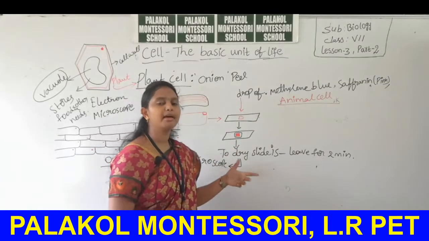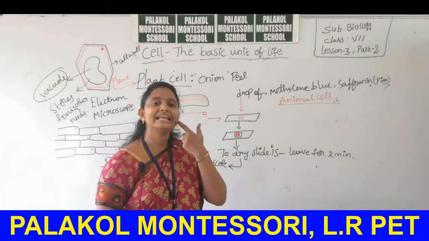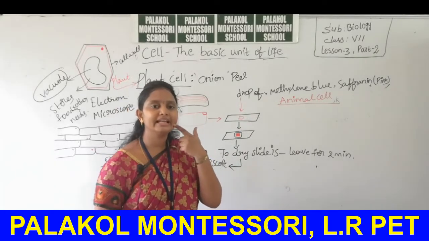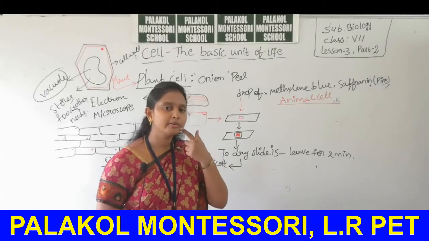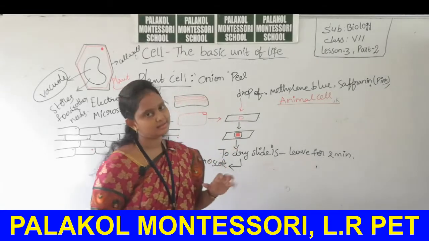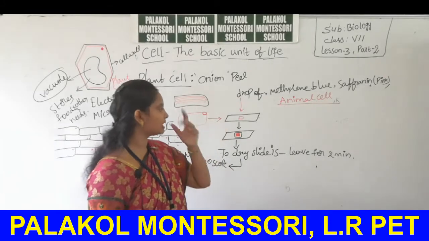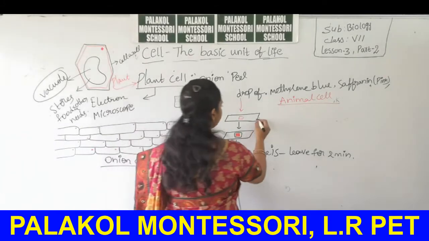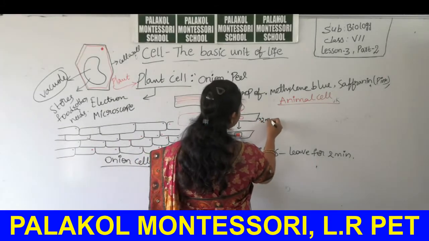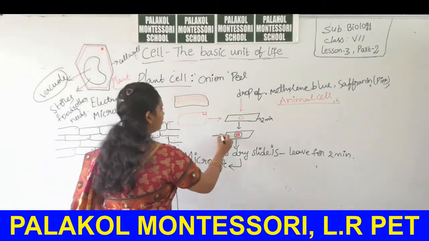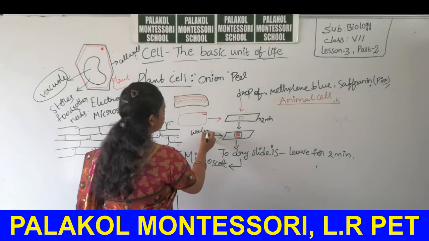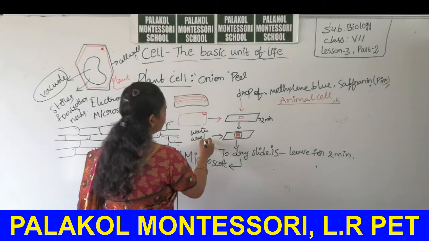of the animal cell. Here the membrane is nothing but the inner layer of your mouth. Carefully scrape the layer of your mouth and place it on a glass slide. Okay, after addition, leave it for 2 minutes to dry the color. Then after, it is allowed to water wash.